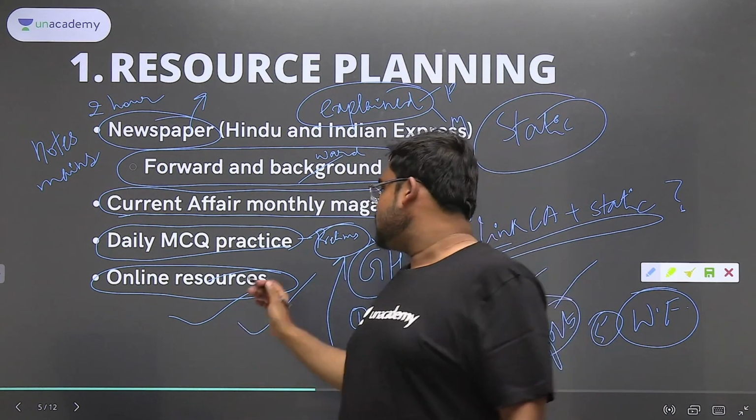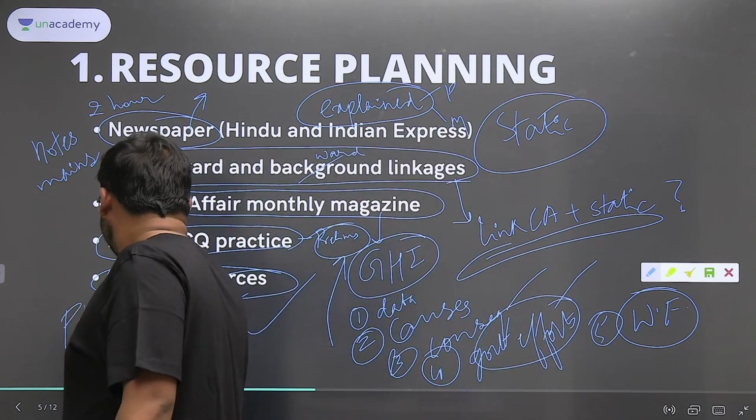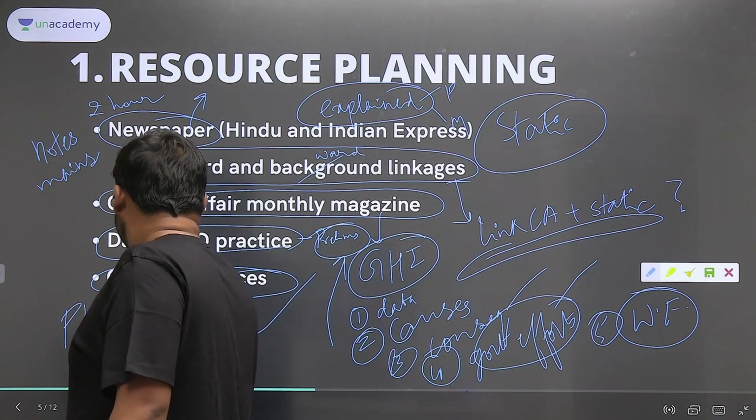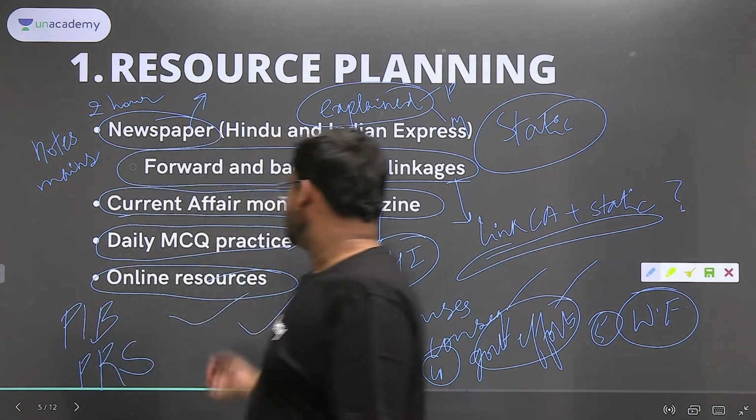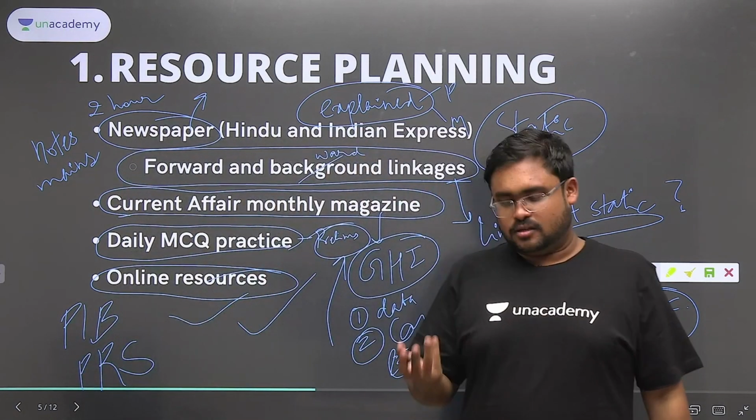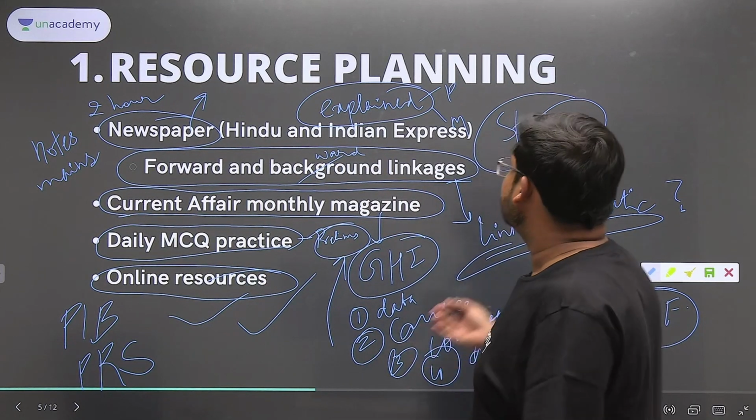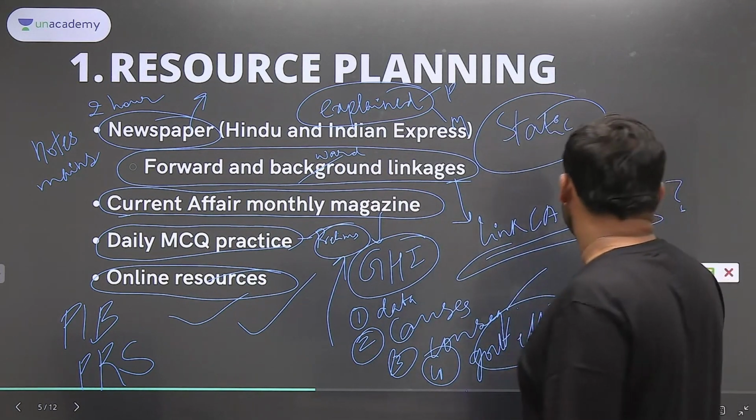So online resources, as I told you, PIB, PRS and other online resources which you can refer to. So I think that is about resource planning. It holistically covers that.